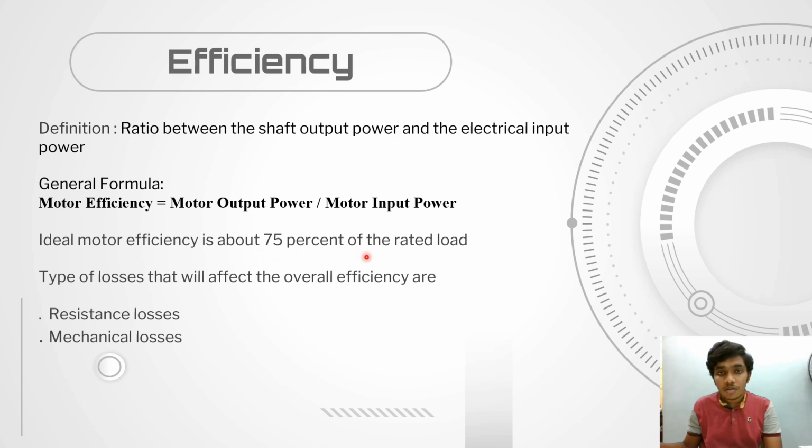The ideal motor efficiency is about 75% of the rated load, and there are a few types of losses that will affect the overall efficiency, which are resistance losses, mechanical losses, and others.